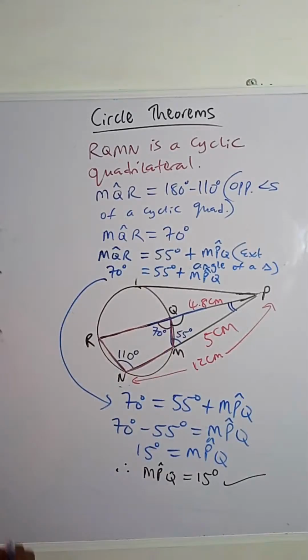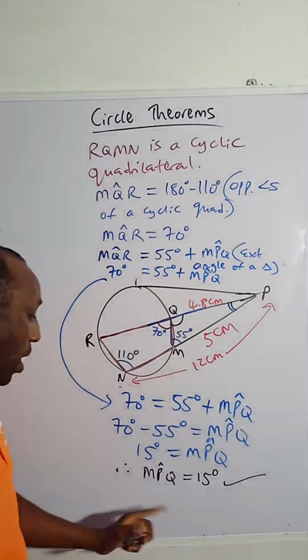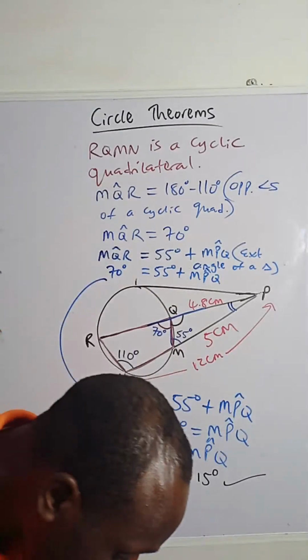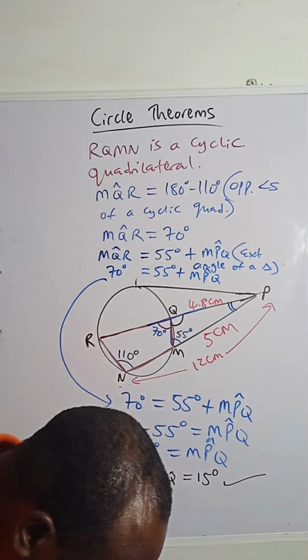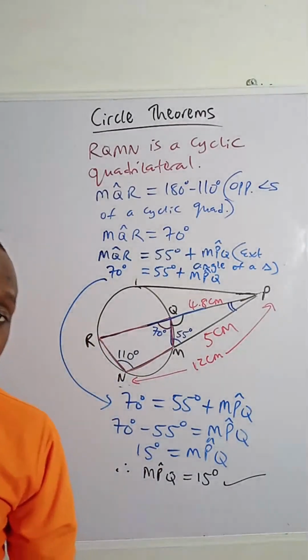So that's it. I used exterior angle of a triangle to get angle MPQ. Hope this was really helpful. I used sine rule. Oh, wow. Okay, that's good.